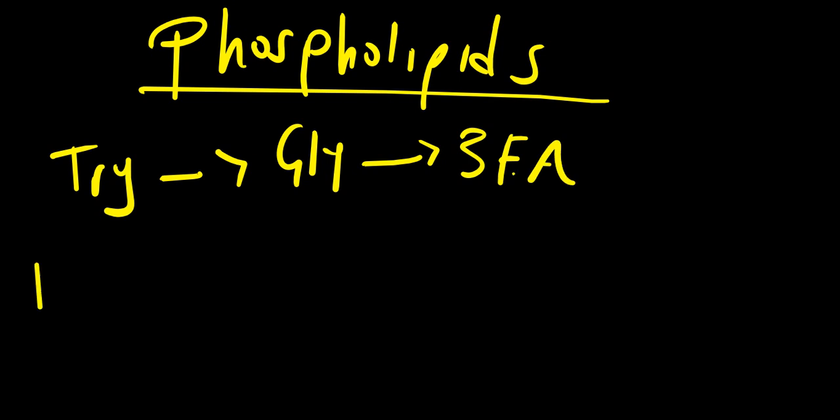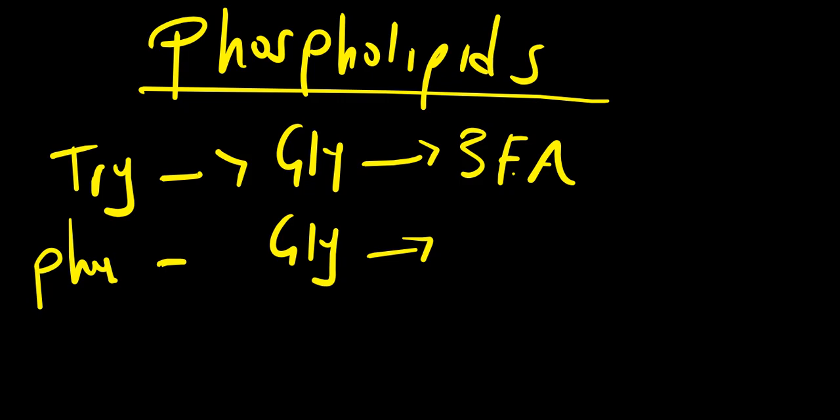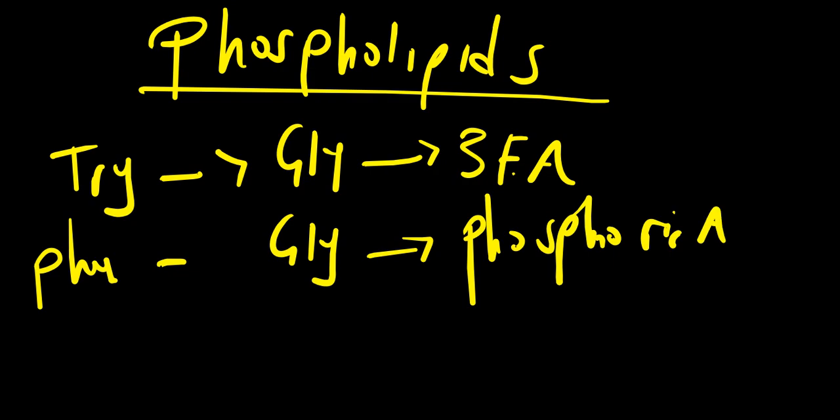But now for phospholipids, it's different. So the glycerol molecule in this case will be combined with what we call phosphoric acid. So that's how they are different. When there's esterification between a glycerol and 3 fatty acids, it's called a triglyceride. But now when there's esterification between a glycerol and a phosphoric acid, you form what we call a phospholipid.